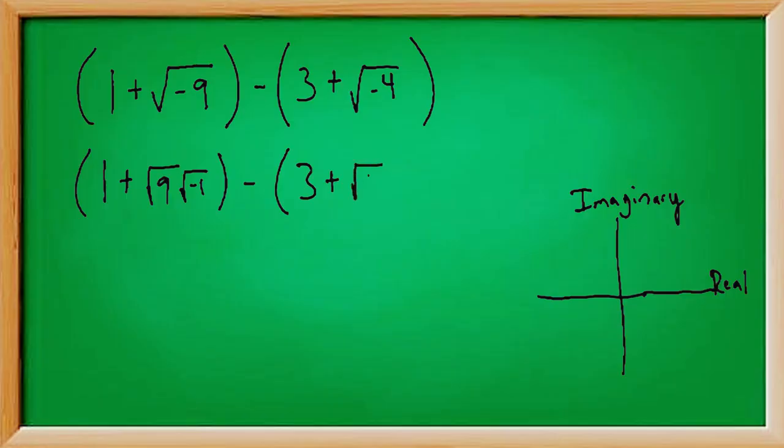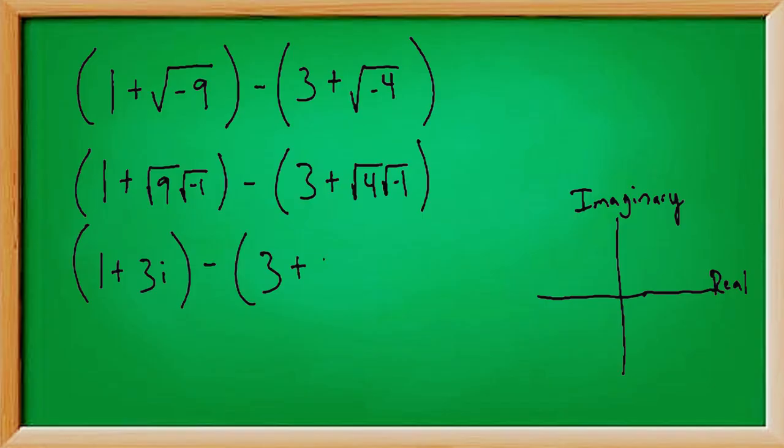I'm going to rewrite the square root of -4 as the square root of 4 times -1. 4 times -1 gives you -4. And we can simplify this even further. We have 1 plus the square root of 9. Square root of 9 we know is 3. The square root of -1 we know is the imaginary number i. And that's being subtracted by 3 plus the square root of 4. The square root of 4 we know is 2. And the square root of -1 is the imaginary number i.